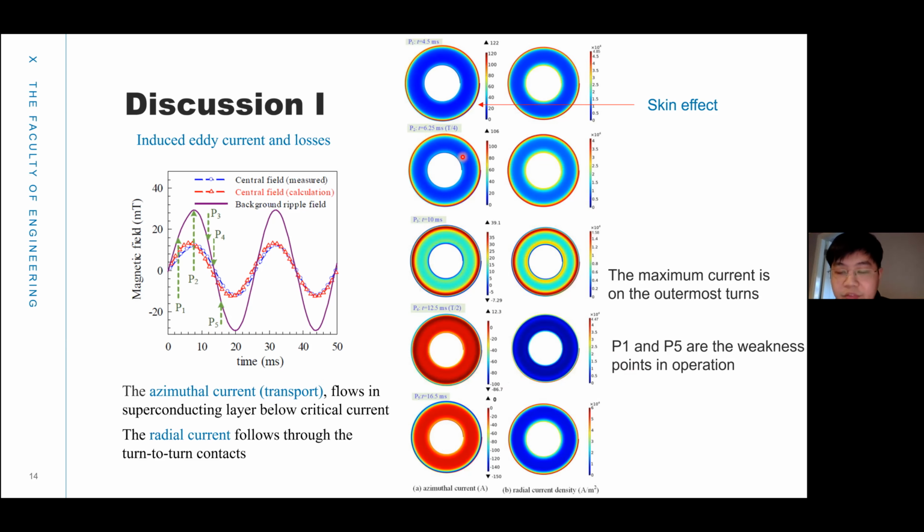The figure on the left demonstrates the eddy current, also the transport current, flowing in the superconducting layer below the critical current. The right-hand side is the radial current density flowing through the turn-to-turn contact.